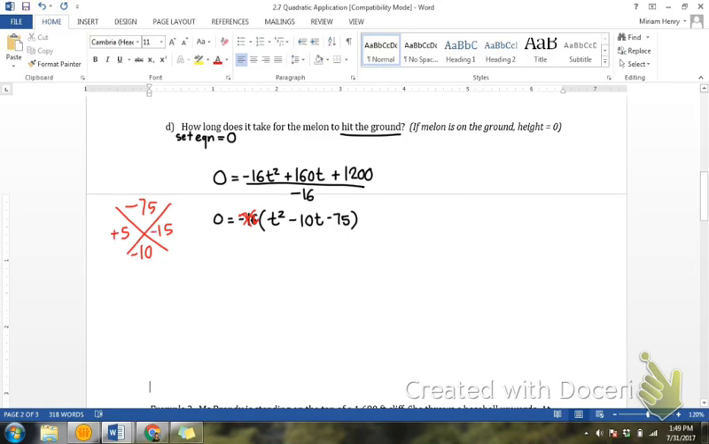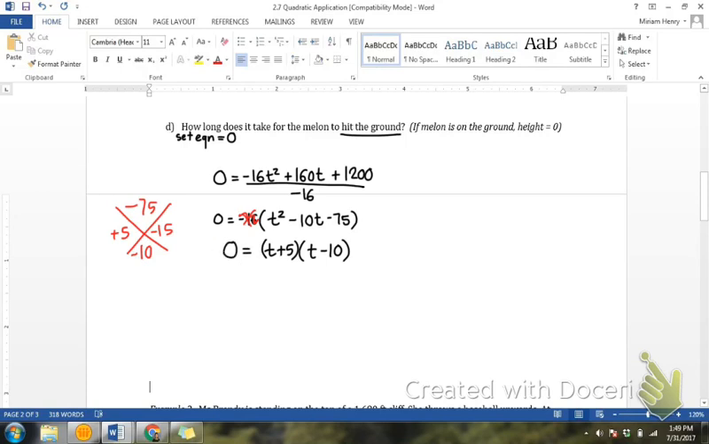Be careful with your signs. If the bigger number is positive, then the number is going to be positive, and you want it to be a negative 10. Okay, so now we can take the shortcut, right? I can just say t plus 5 and t minus 10. We still have it equal to 0.